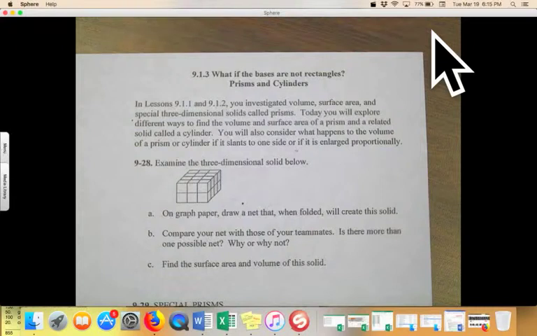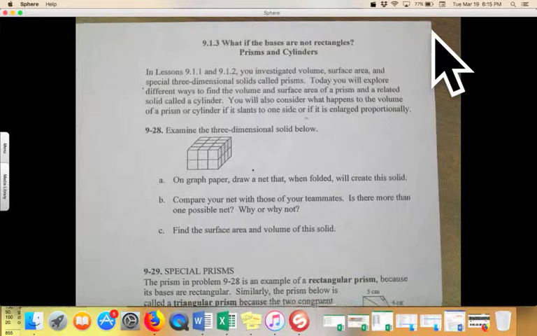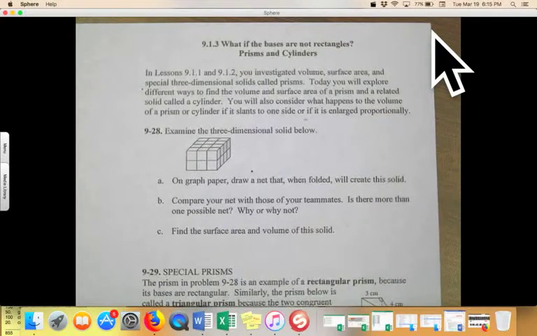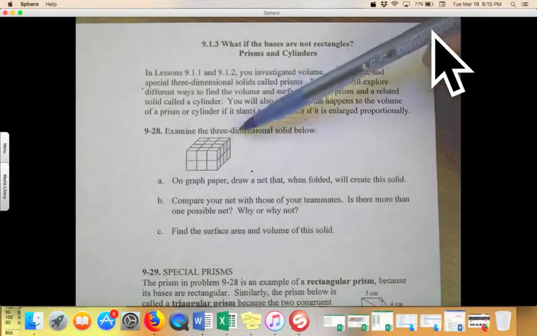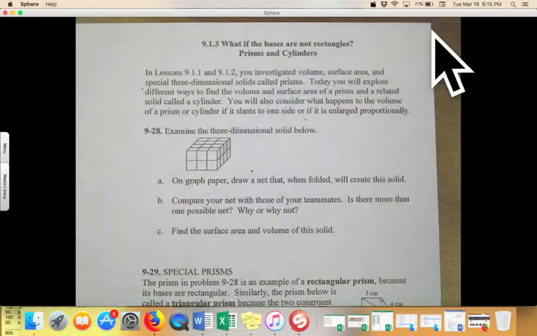Right, continuing our study of surface area and volume of prisms and adding cylinders in there, we are now on lesson 9-13. What if the bases are not rectangles? Because everything we've been dealing with so far has been based on the cubes and the blocks that we've been working with in the first two lessons. So in lessons 9-11 and 9-12, you investigated volume, surface area, and special three-dimensional solids called prisms.